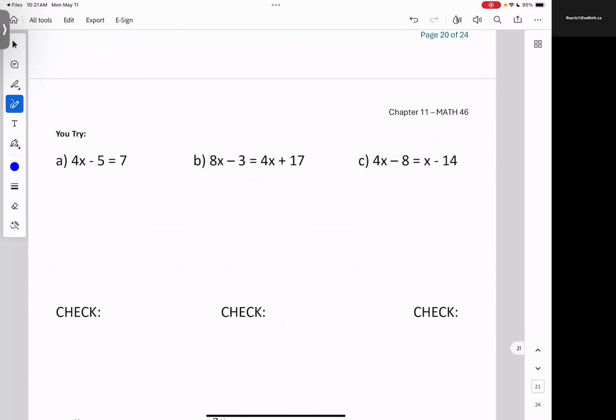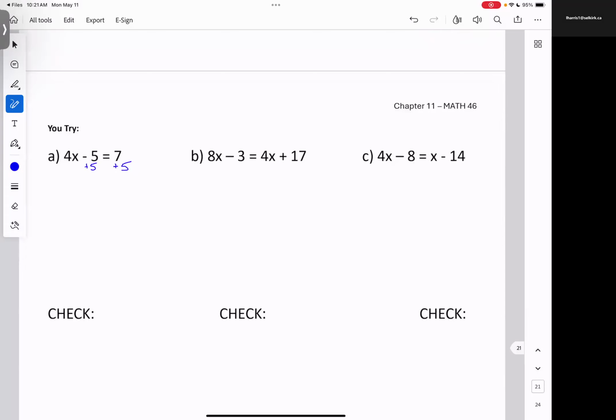So for A, we don't have to do steps 1 or 2. There are no like terms. There's no brackets to get rid of. So we're going to start with step 3 of gathering our x's on one side and everything else on the other. To do that in this case, we have to add 5 to both sides, leaving us with 4x equals 12. Okay, and now we want to isolate our variable. So to do that, I'm going to divide both sides by 4. And that gives me x equals 3.